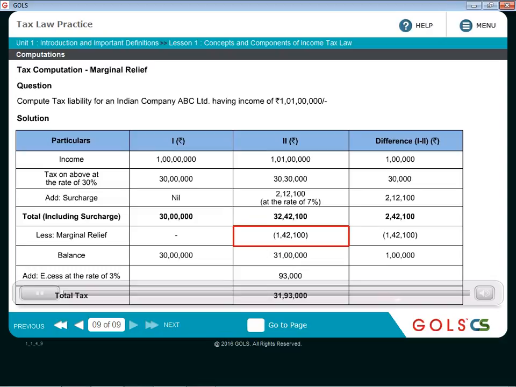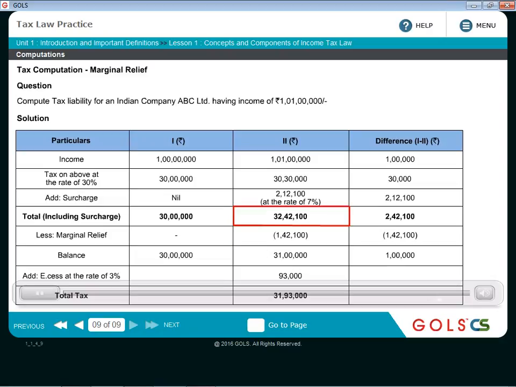So the relief amount is 1,42,100. As you can see, in the first case there is no concept of relief because there is no surcharge, but in the second situation the relief is available. But this relief will be available only when the differential income is less than the differential taxes. Only in that situation the relief should be available. So relief is 1,42,100.